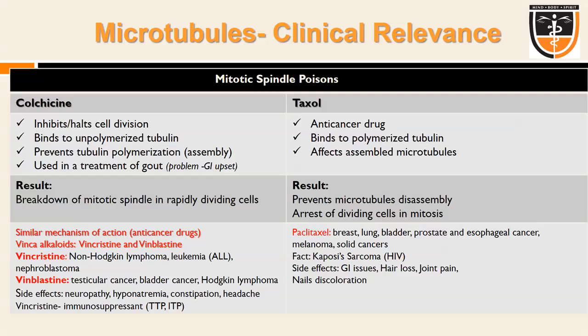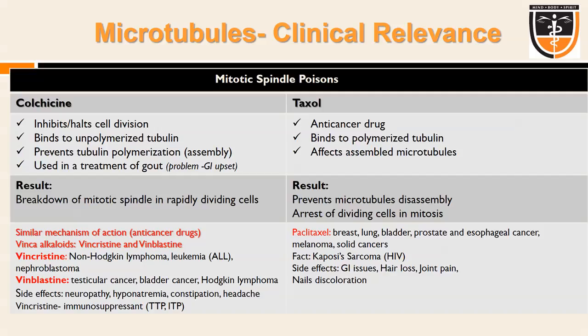So the first one I'm going to mention is colchicine. It's actually a drug that is used for treatment of gout. And what does it do? It halts and inhibits cell division, especially of immune cells in this situation, because it binds to unpolymerized tubulin, so it prevents the formation of microtubules. It binds to unpolymerized tubulin and prevents tubulin assembly. So if you have rapidly dividing cells, their microtubules, the mitotic spindle, will actually break down in rapidly dividing cells.